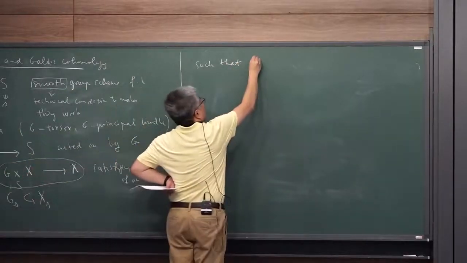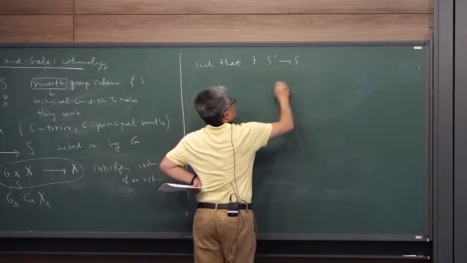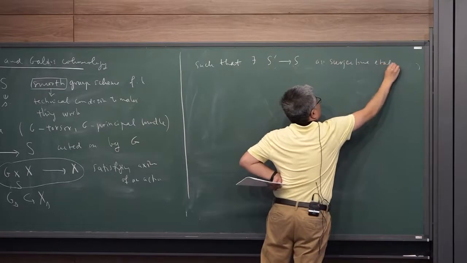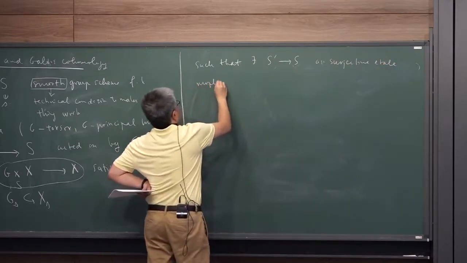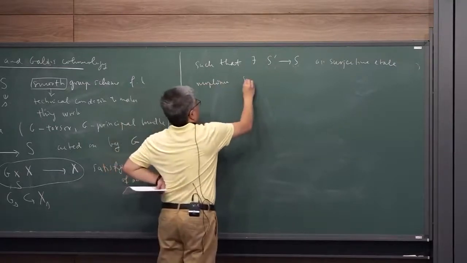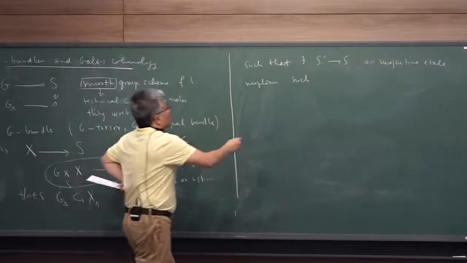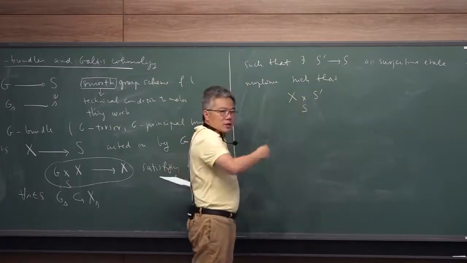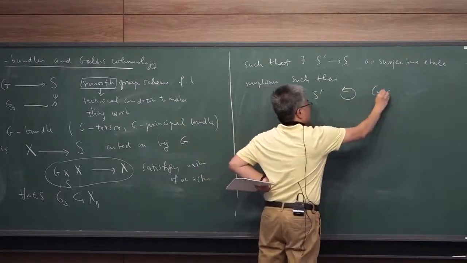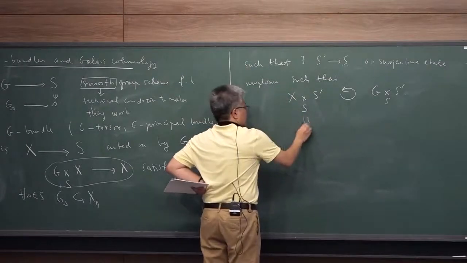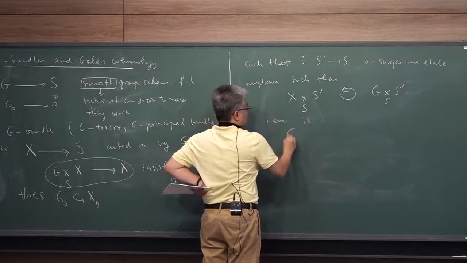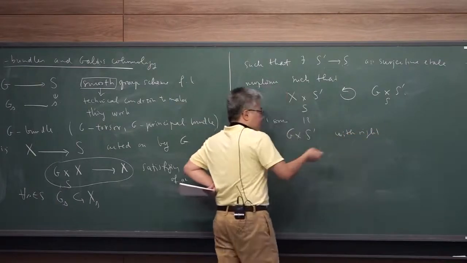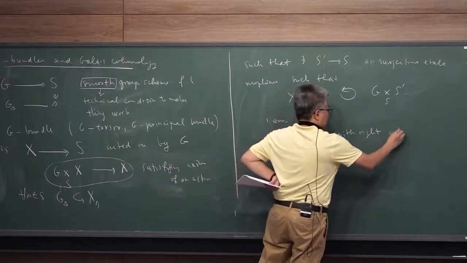there exists S prime to S, a surjective étale morphism, such that if you base change X to S prime, this is acted on by the base change of G to S prime, and this is isomorphic to G times S prime with the right action. Usually the formula is better with the right action.